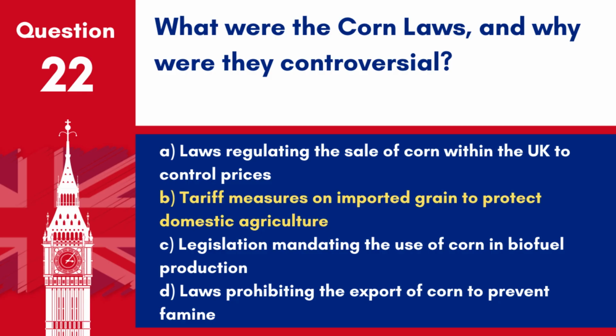Answer: B. Tariff measures on imported grain to protect domestic agriculture. The Corn Laws were controversial because they imposed tariffs on imported grain, driving up food prices and favouring landowners over consumers, leading to widespread discontent and economic hardship.